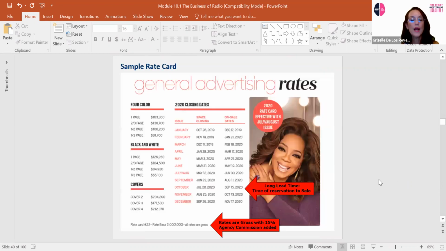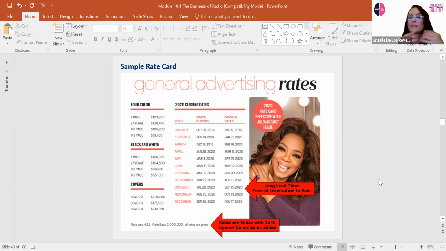Okay, moving on. Again, this is a sample rate card. Here are your rates. What I'm going to point out here is, for example, at the very bottom, it's telling you that the rates are gross. So if these rates are gross, and again, this is a real media kit, it means that that 15% agency commission has been added to the rates.